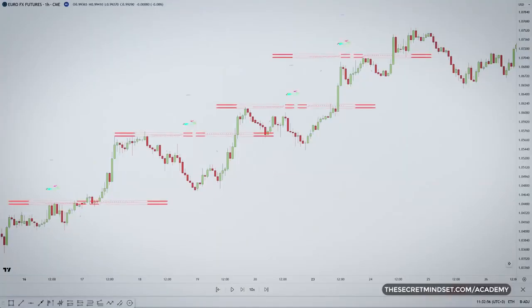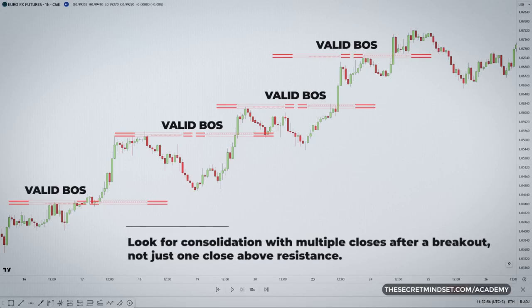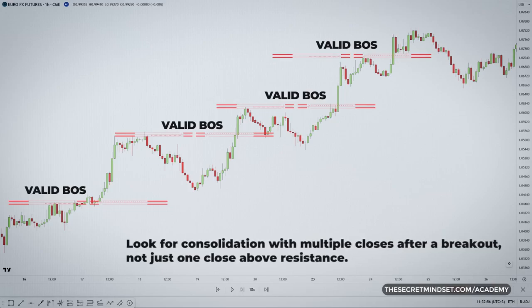So on my charts, I like seeing consolidation with multiple closes after a breakout, and not just one close above resistance. This confirmation is what I look for to feel more solid about the trend continuing its run strongly, rather than potentially just stalling after one false breakout.